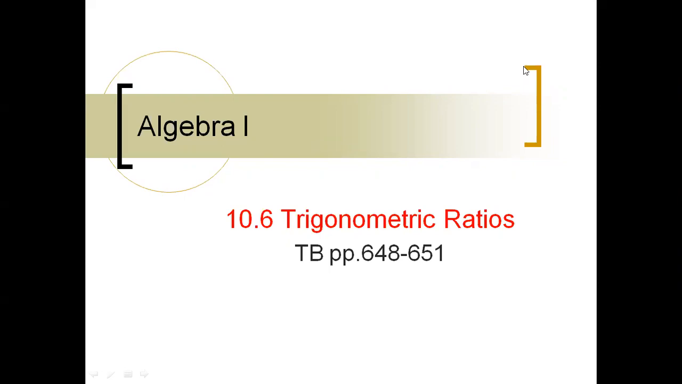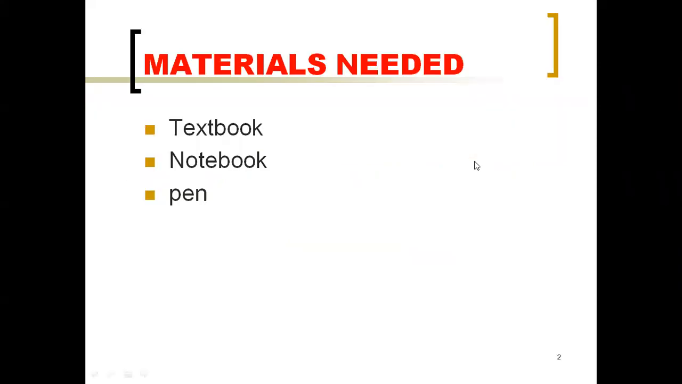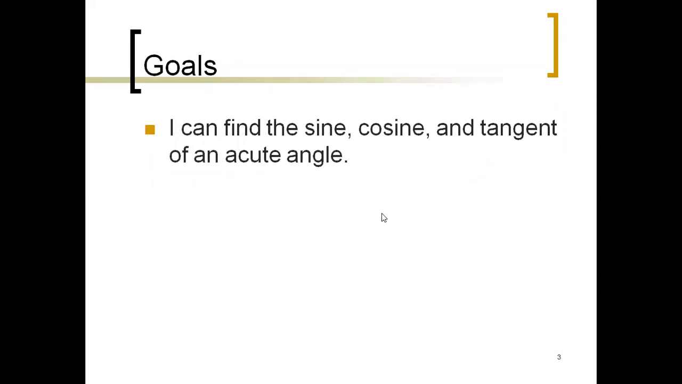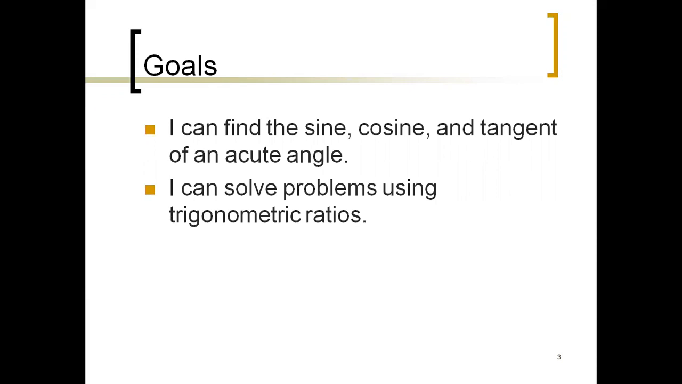Today, week 13, we will discuss trigonometric ratios, which is in chapter 10, lesson number 6, textbook pages 648 to 651. Materials needed: your textbook, notebook, and pen. Our goals: to be able to find the sine, cosine, and tangent of an acute angle, and to solve problems using trigonometric ratios.